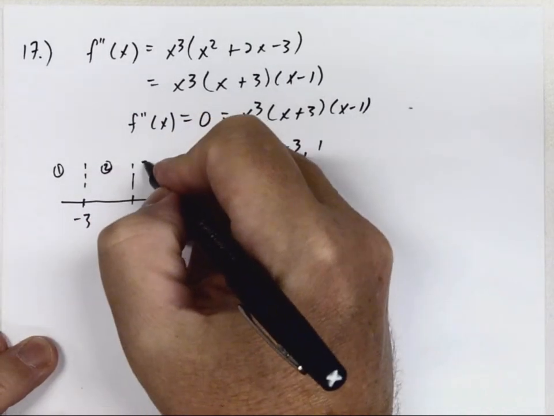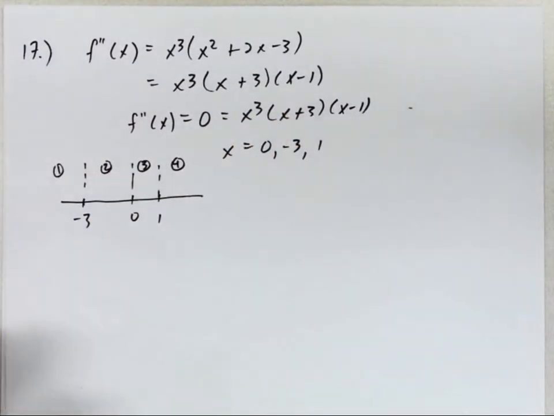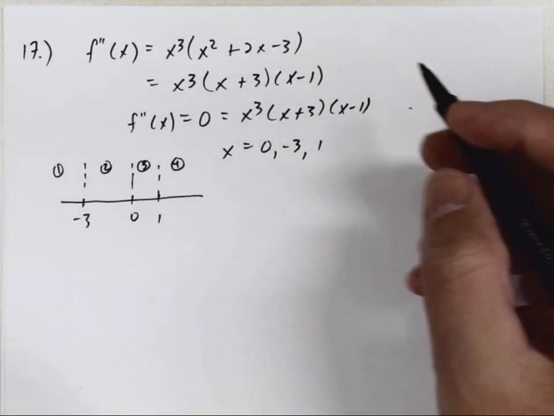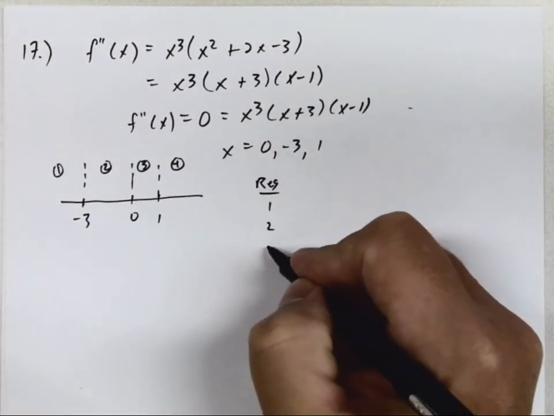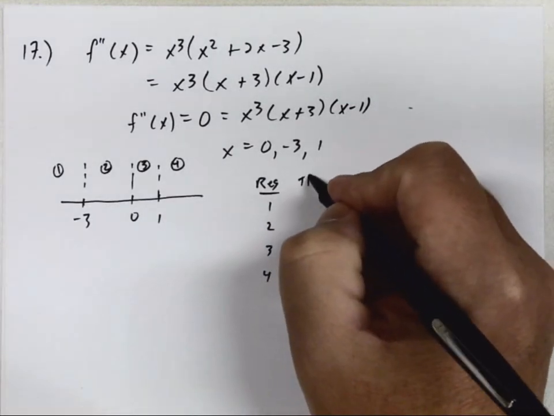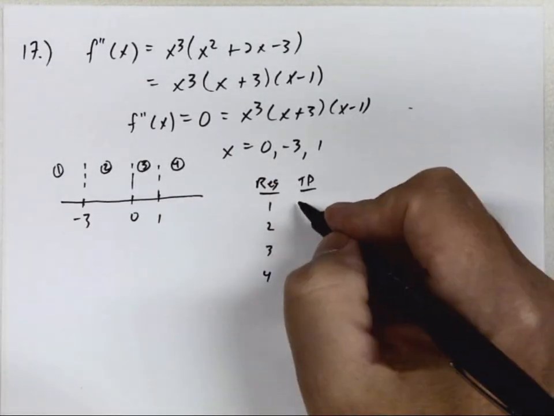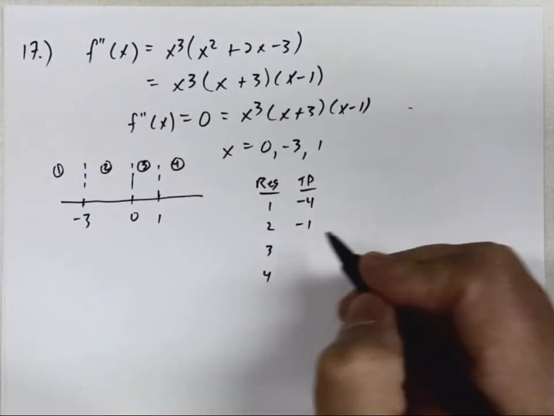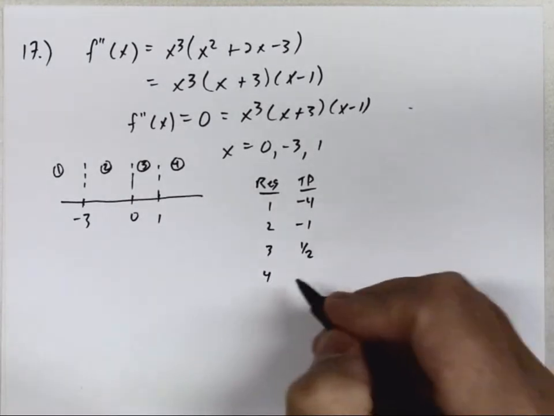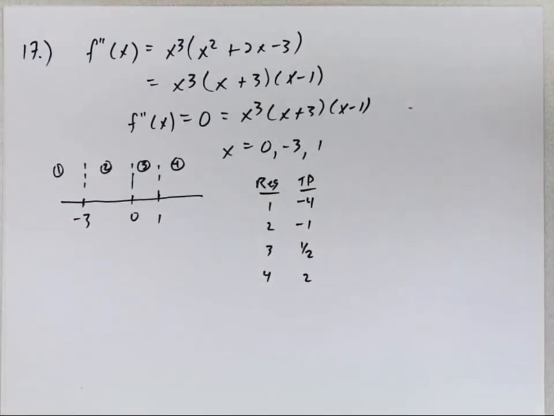Turns out I have 4 regions. Within each region, the concavity is not going to change. It's either up or down. My job now is just to go in and determine what each of the regions are. So I'll do my sign chart. 4 regions, pick a test point in each region. -4, -1. Have to be between 0 and 1, so I'll choose 1/2. And then greater than 1 is 2.